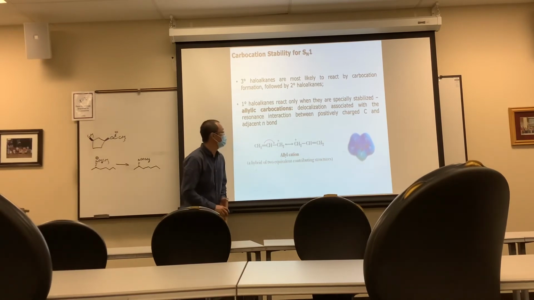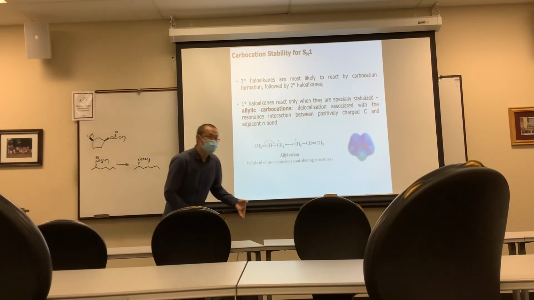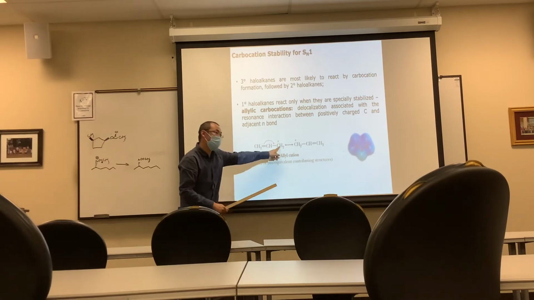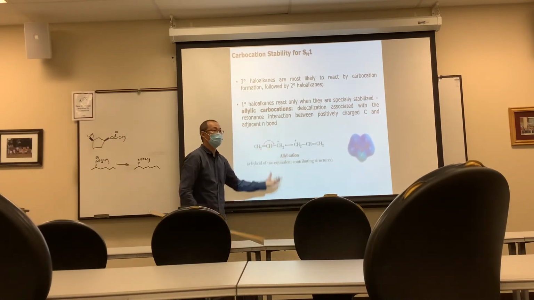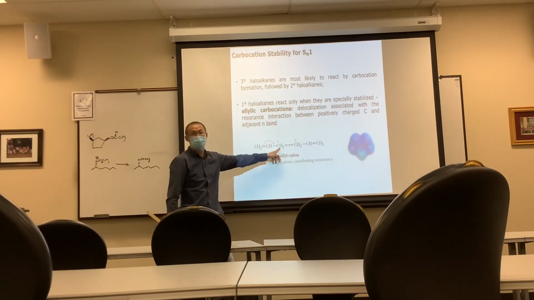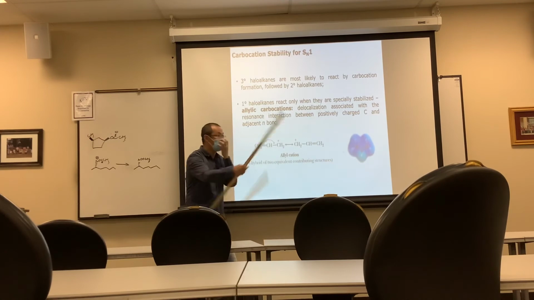Except when the primary is allylic. What is allylic, guys? We studied in chapter 8. What is allylic? When the carbon is adjacent to what? A double bond. So this is allylic. If the primary carbocation is allylic, good.